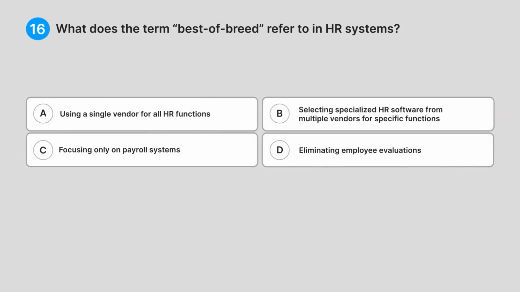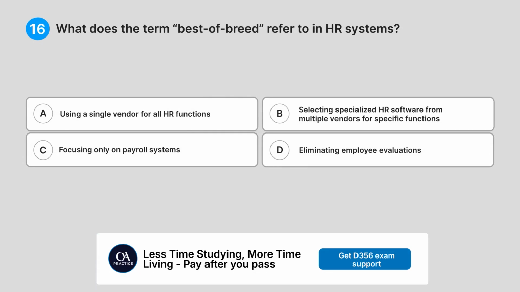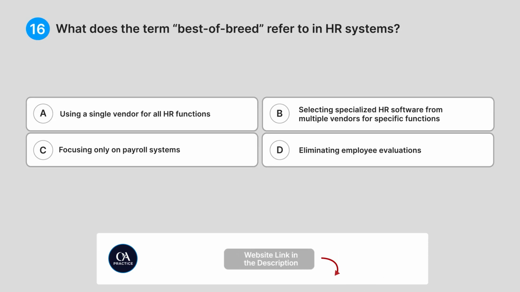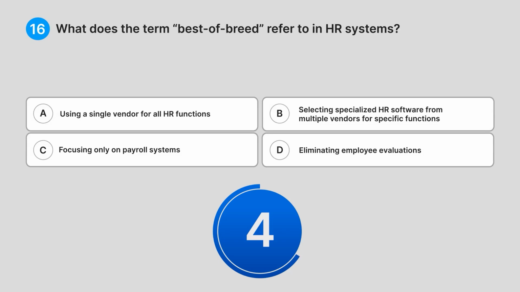16. What does the term best of breed refer to in HR systems? A. Using a single vendor for all HR functions. B. Selecting specialized HR software from multiple vendors for specific functions. C. Focusing only on payroll systems. D. Eliminating employee evaluations. What do you think is the answer?